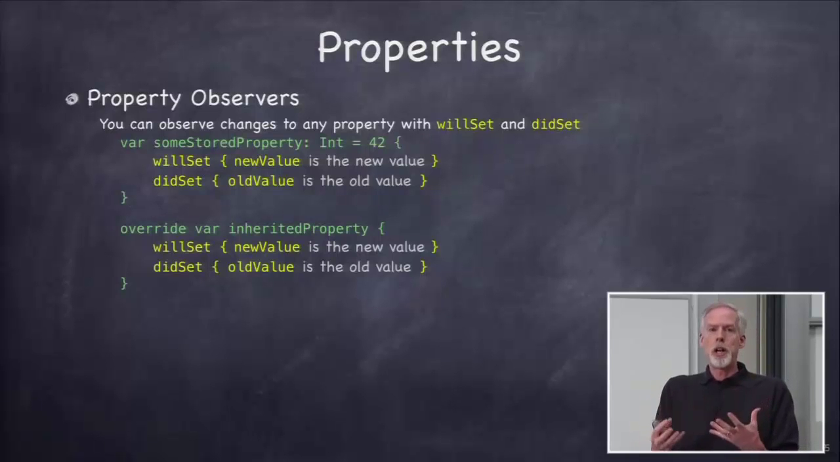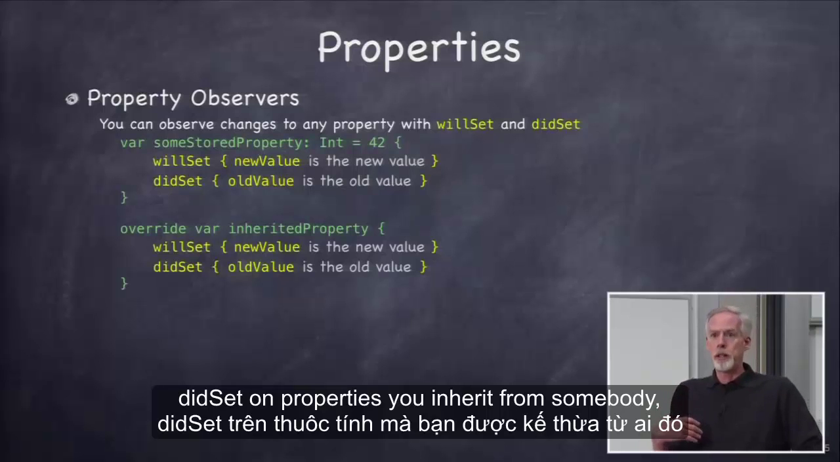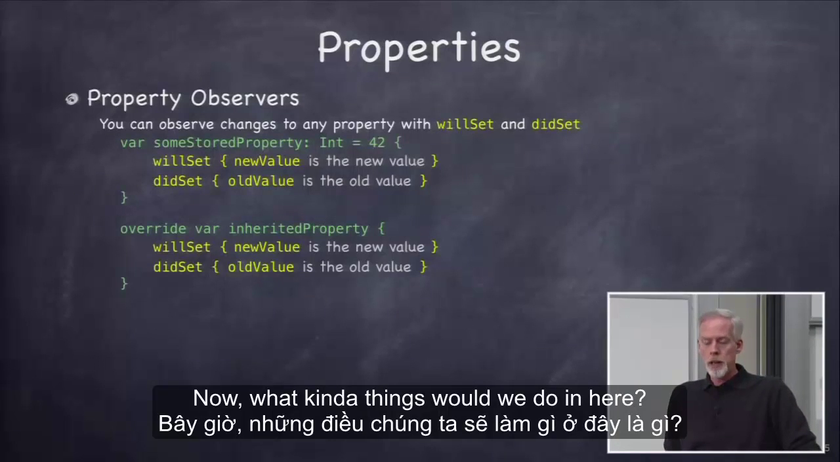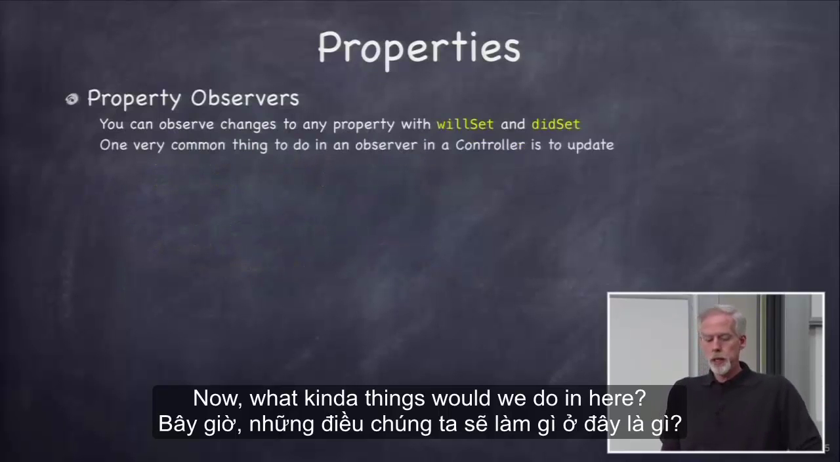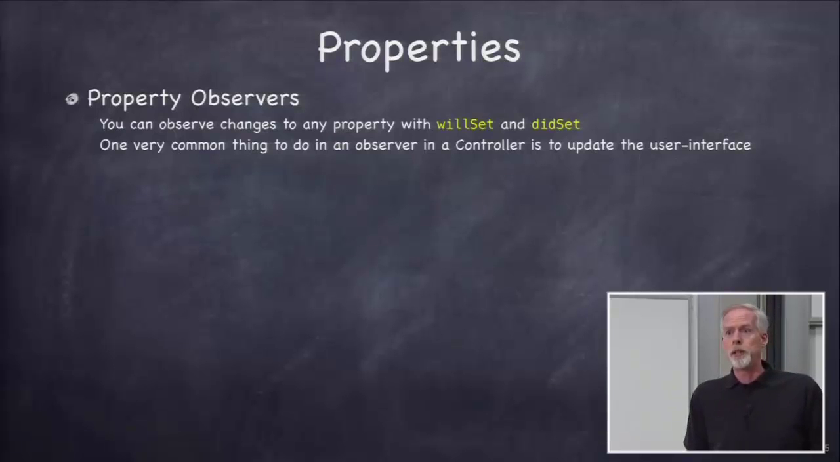to know when that gets changed by anybody. Okay? So you can even do will set and did set on properties you inherit from your superclass. Okay? Now, what kind of things would we do in here? Well, one extremely common thing to do in iOS is to update the user interface.